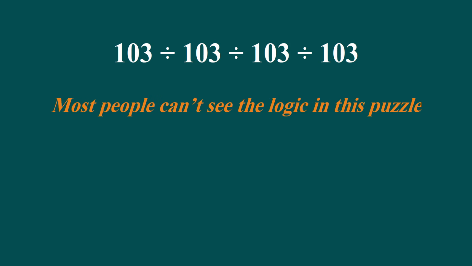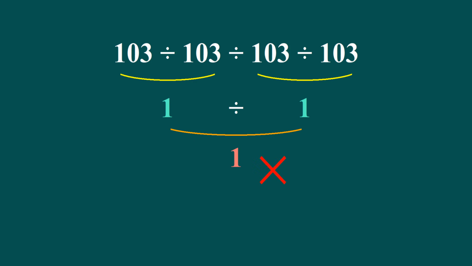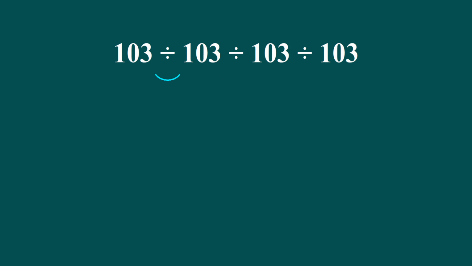In this specific segment, 103 divided by 103 equals 1, and 103 divided by 103 equals 1. Now we have this problem, 1 divided by 1, which equals 1. But this answer is not correct because according to the order of operations, we must do this division, then this division, and at last this division.